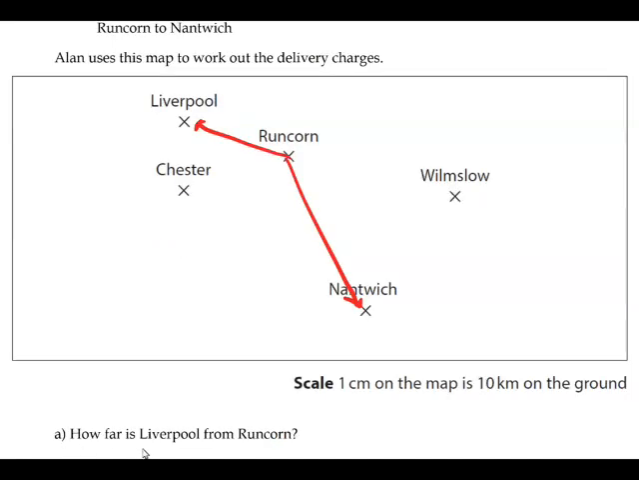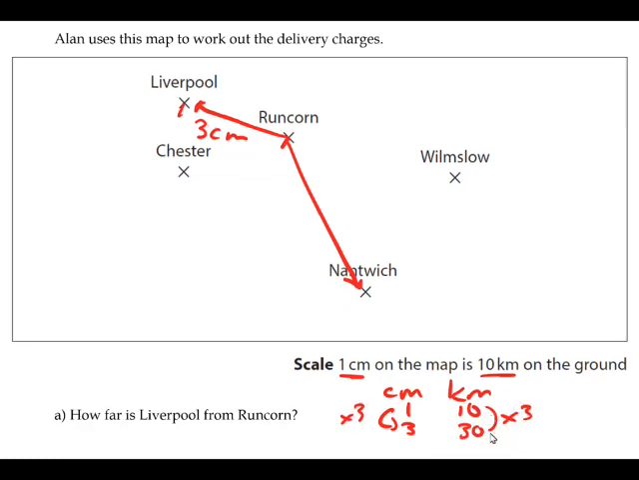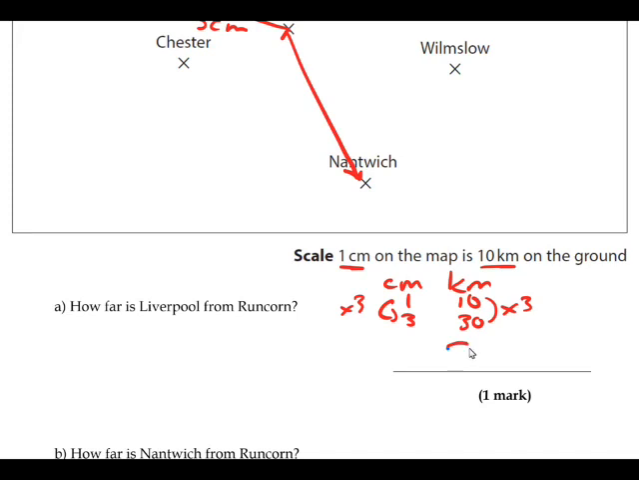Part A. How far is Liverpool from Runcorn? So we need to measure this accurately with a ruler. And I get 3 centimetres using my ruler. So using this scale here, we've got centimetres and kilometres. 1 centimetre is 10 kilometres. I've just measured 3 centimetres. Multiply it by 3 and you end up with 30 kilometres. So for 1 mark on the answer line, 30 kilometres.